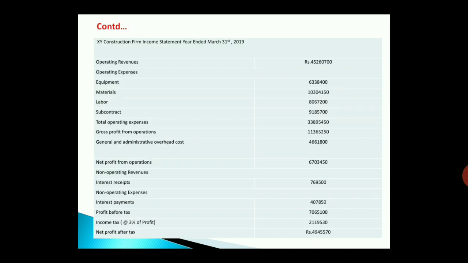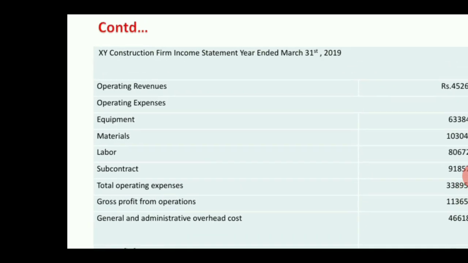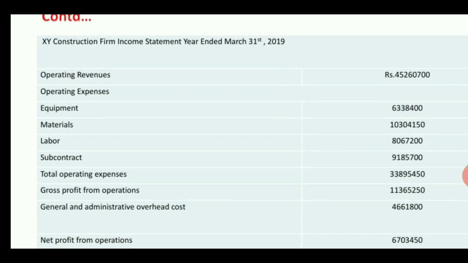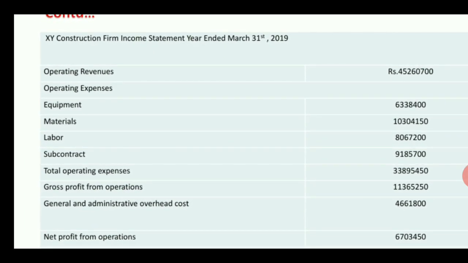So let us check an example. Say we have just taken a random company, and this is with respect to the March end 2019. This particular firm is getting an operating revenue of 4 crore 52 lakh 60,700 rupees. That means by doing whatever works that firm is doing, it is gaining an operating revenue. For that, it has to spend. That is termed as operating expense. Now where will a civil industry generally spend?